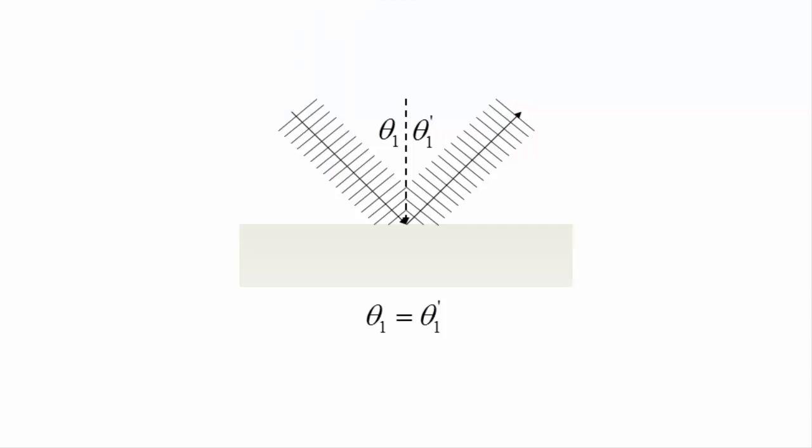Experiments have shown that the angle θ1' of the reflected ray measured with respect to the normal of the surface is equal to the angle of the incident ray θ1, which is also measured with respect to the normal. The normal direction is the direction that is perpendicular to the plane of the boundary, just like we saw with normal forces in the forces chapter. This equality is called the law of reflection.